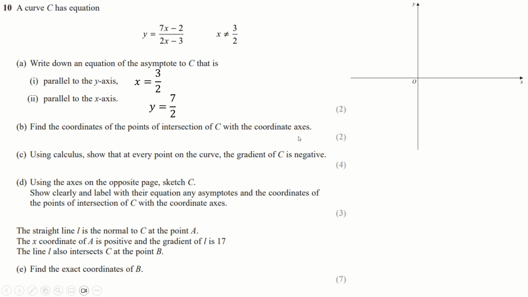Coordinates of intersection with coordinate axes. So when x is 0, you get y as minus 2 over minus 3, which is just 2 over 3. And when y is 0, this doesn't matter. You just get 7x minus 2 is 0, which means x is 2/7. And those are the coordinates.